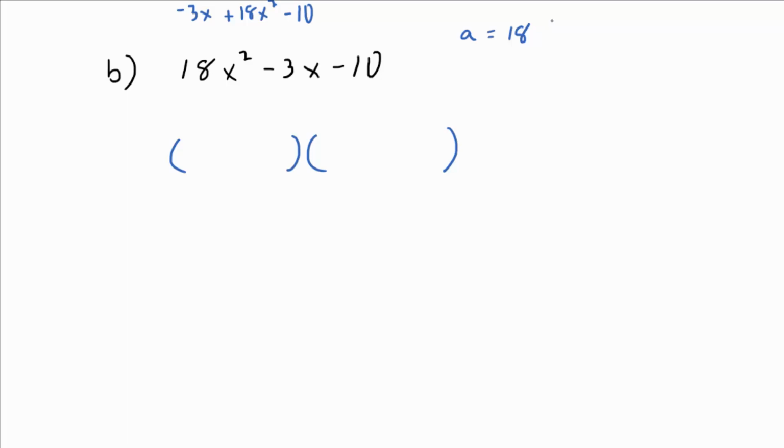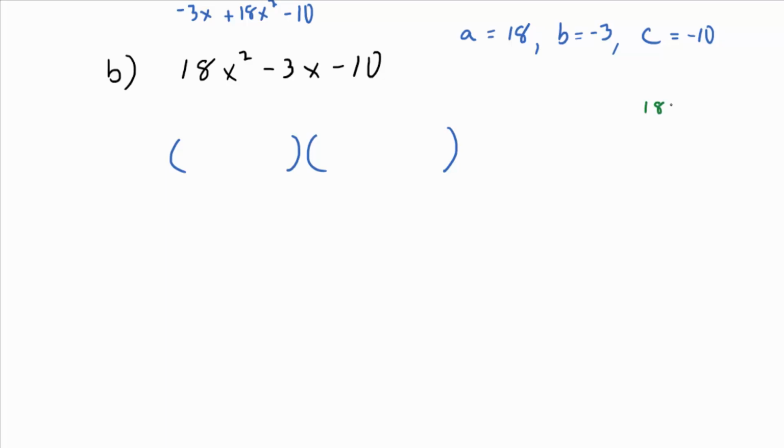What's B? B is negative 3. And what's C? Negative 10. So if you think about it, from the FOIL method, first, outer, inner, last, we need the first multipliers to multiply together to be 18x squared. And you've got more than one possible set of factors, right? Because 18 is not a prime number like 3 was in the last example. So what are some of those possible factors?